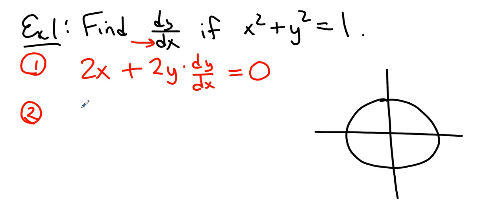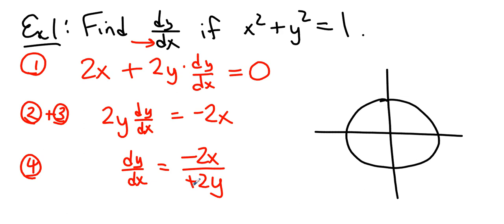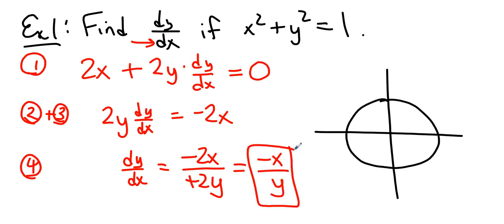So then step 2 says we get all the dy dx stuff to one side and all the non-dy dx stuff to the other side. And this is algebra, pure and simple. Well, step 3 says we factor out a dy dx, and that's already done. There's no other terms here with dy dx. So step 4 says we divide to finish off the matter. Dy dx, we get it by itself. That's a plus 2y, and the 2's cancel, and we get negative x over y.